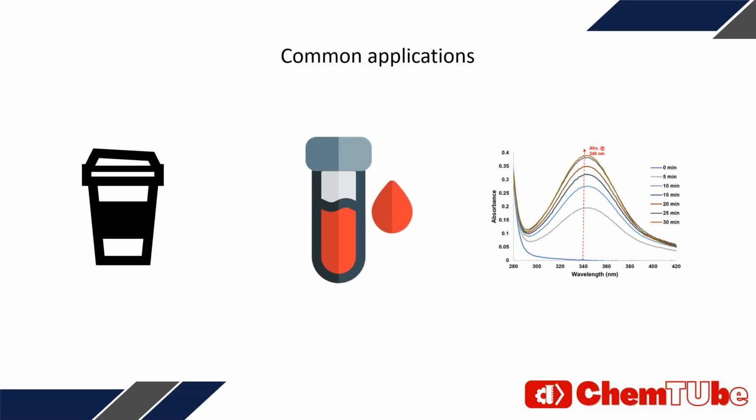UV-Vis spectroscopy finds applications in various fields. For instance, it is used to measure caffeine levels in commercially sold drinks, ensuring product quality and safety. UV-Vis spectrometers are also widely used in the medical sciences for the analysis of blood and urine samples. In addition, this technique is also ideal for analyzing reaction kinetics when the change in reactant or product produces a change in absorbance at a specific wavelength over time.